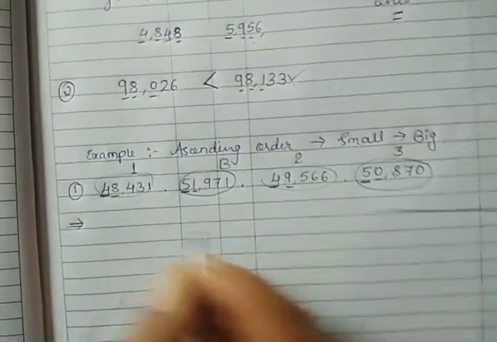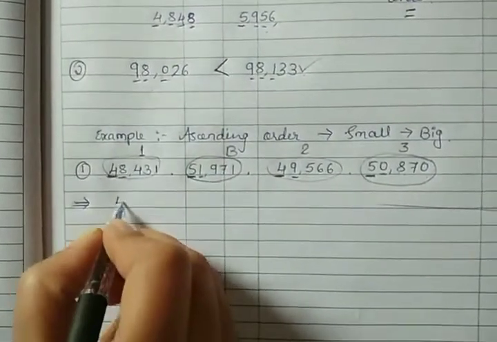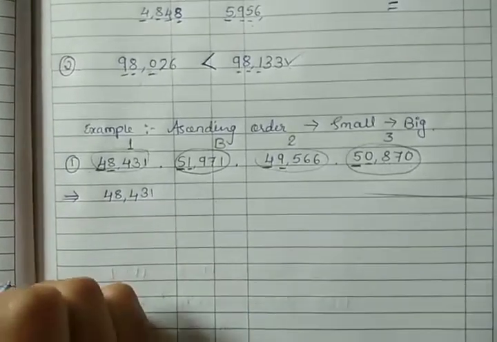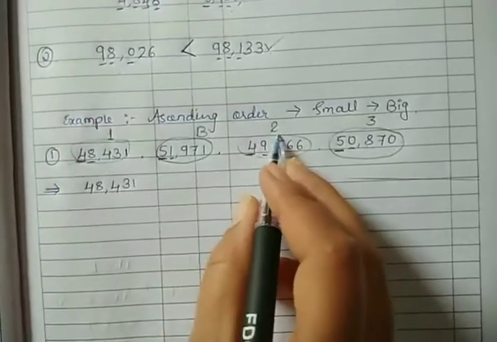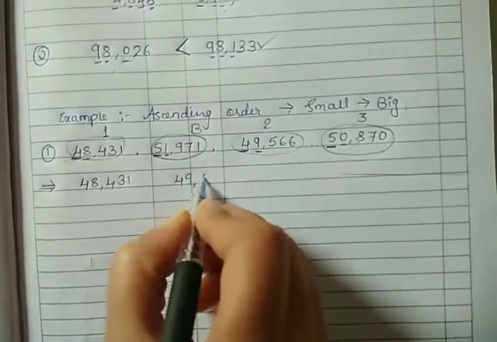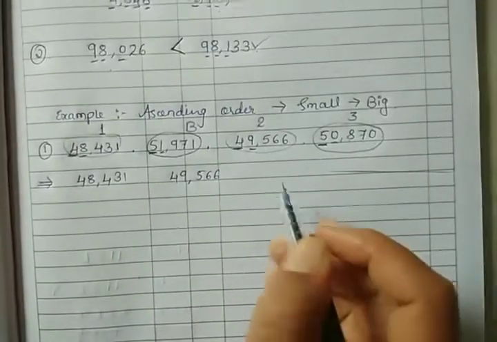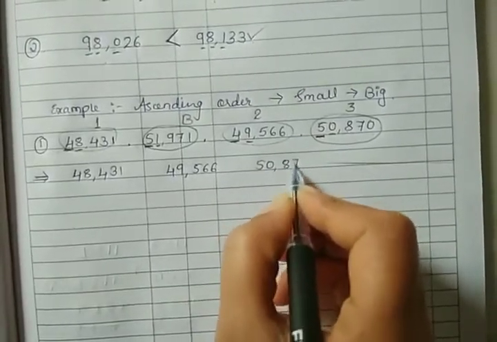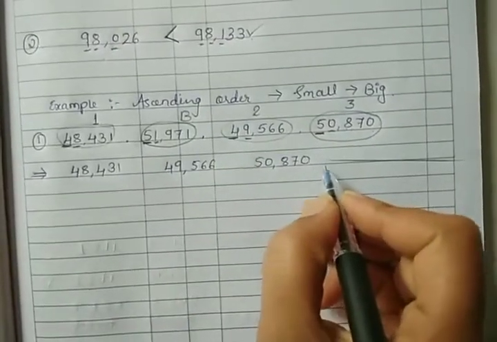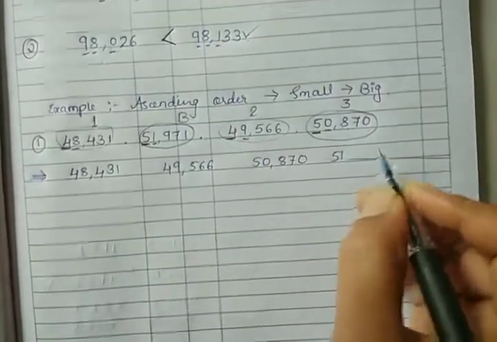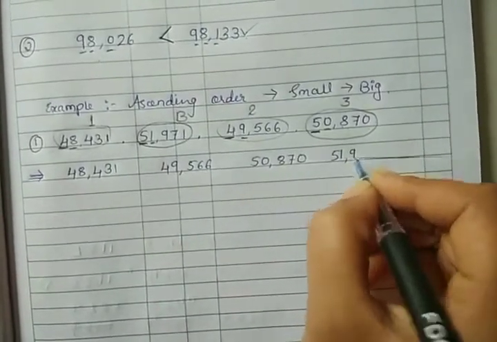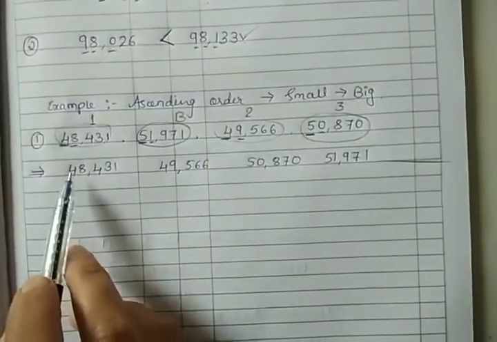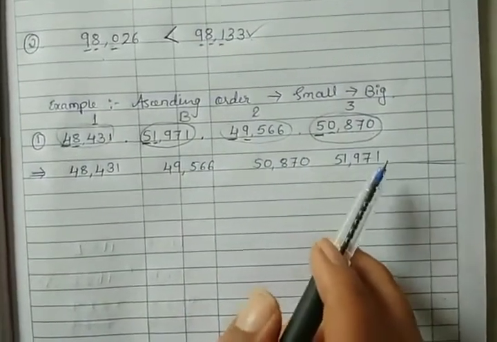Let's write the answer. First, the smallest is 48,431. Yes. Then the second smallest is 49,566. Then the third smallest is 50,870. Then the biggest number is 51,971. Okay, this is the ascending order of 5-digit numbers.